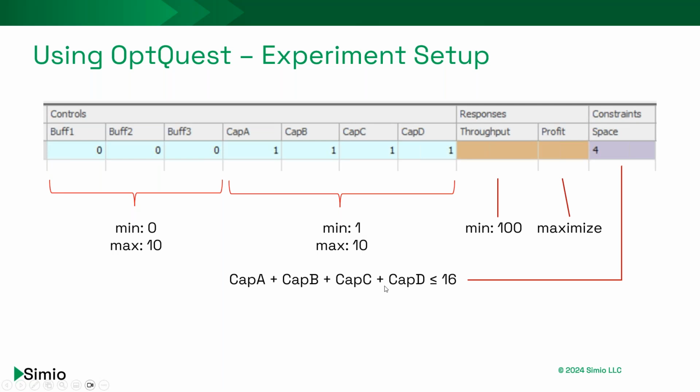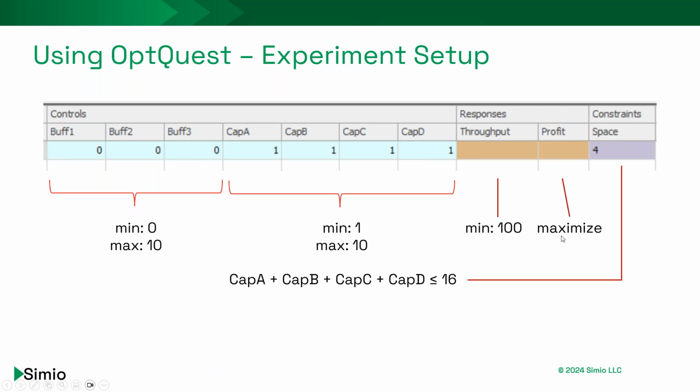Then I have, I mentioned before, a space capacity constraint. So if I add up the number of machine A, machine B, machine C, and machine D, the sum has to be less than or equal to 16. So I have a space constraint here. I have a minimum throughput constraint or minimum throughput requirement of 100. And my objective is to maximize this profit value.